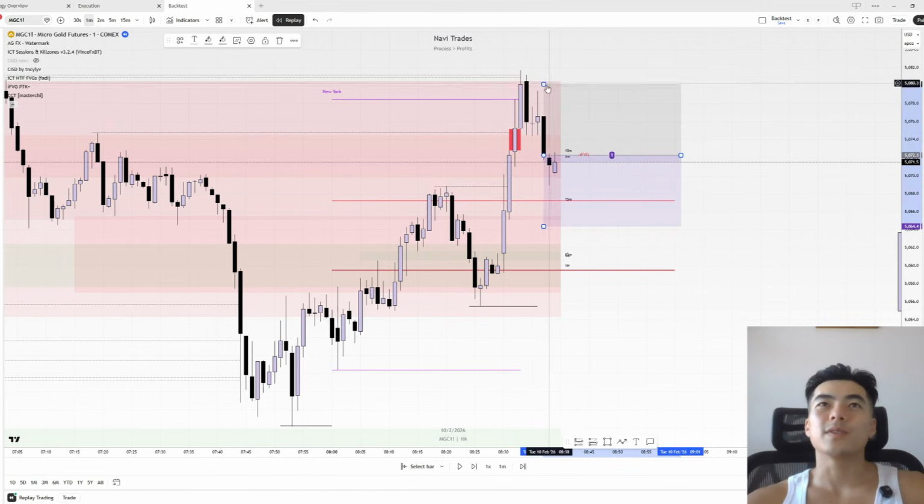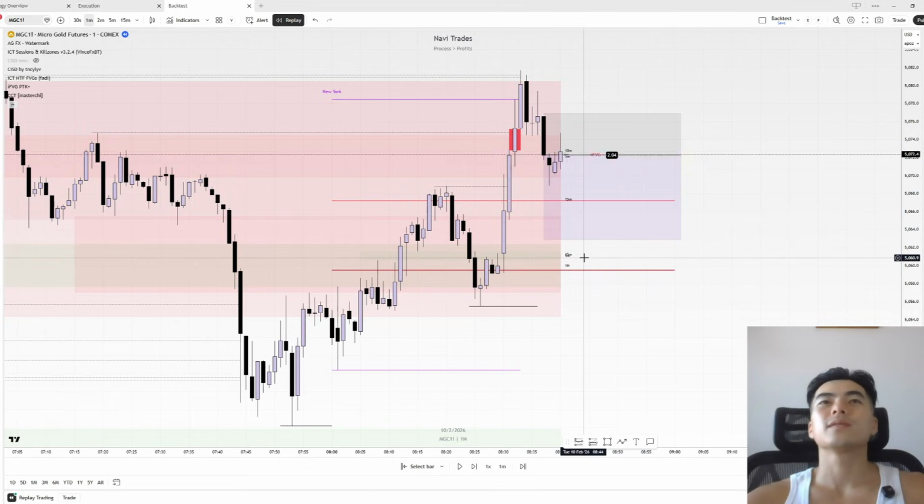Higher time frame FEGs are aligned. Not too overextended. Middle of the POI. I like this. I would take this. Give me that. Stopped out.